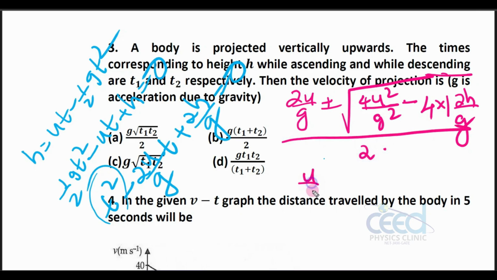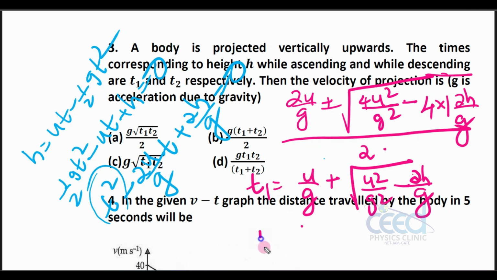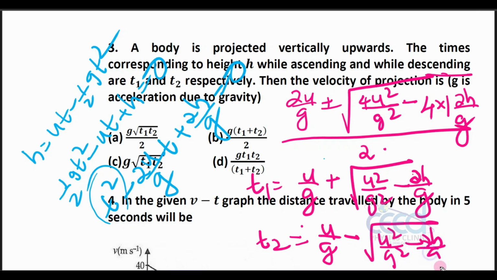That is u by g plus or minus, we can write as two parts, that is root, this 2 cancels, then u square by g square minus 2h by g, that is one part, that is t1. Now what is t2? The second time is again u by g, here plus or minus, so minus we take, that is u square by g square minus 2h by g.